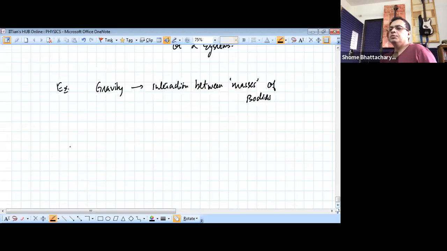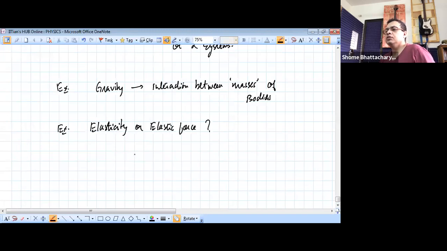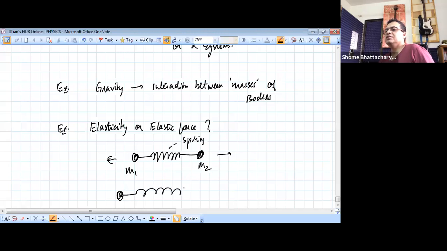For example, when we talk about elasticity as a force or elastic force, what is that? So for example, you have two bodies attached by a spring. All of you have seen a spring, how it looks. Now suppose the spring is extended, so we pull the bodies like this so that the spring gets stretched.